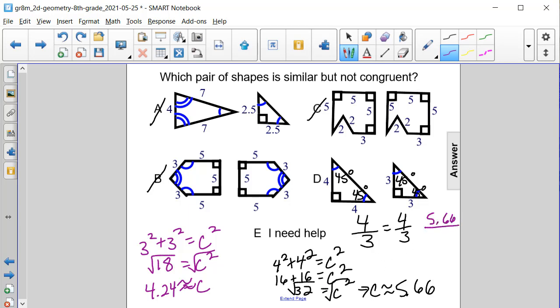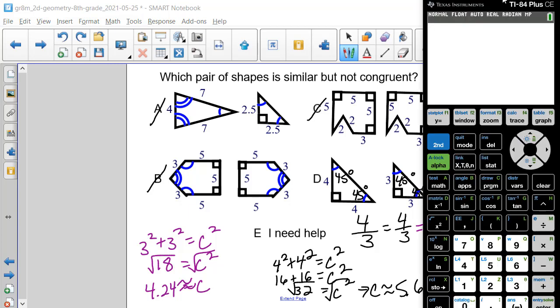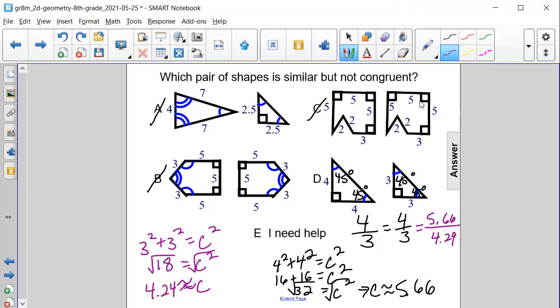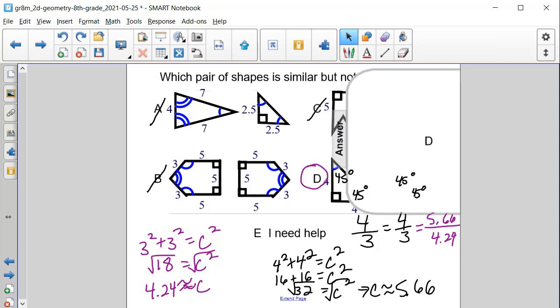5.66 over 4.24, so if we put this division problem, 5.66 divided by 4.24, we get that it's really close to being 4/3. And it's probably off a little bit because of the rounding. So these ratios are all the same. Therefore, our answer here is D. These 2 triangles are similar, but not congruent.